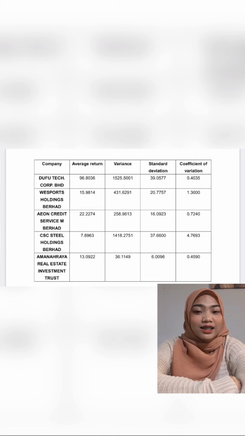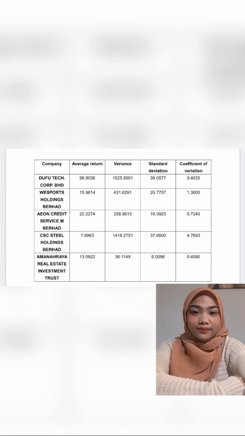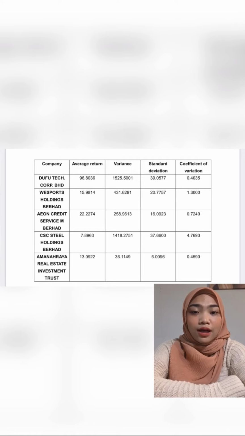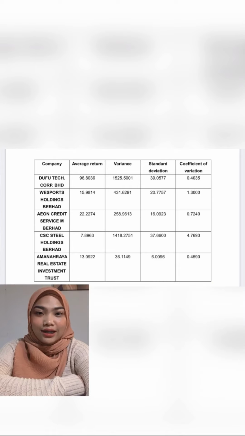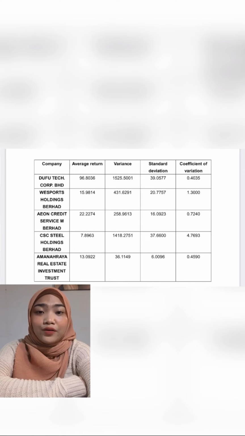They have higher standard deviation than other stocks. CSC's coefficient of variation is also higher than other stocks, which is 4.7693. Why do we not choose CSC stock for our portfolio? Because this stock has a higher CV. It is more than 1.0. Not only that, look at the average return for CSC, which is 7.8963. It is a lower return than other stocks. So we won't invest in a stock with high risk and lower return.